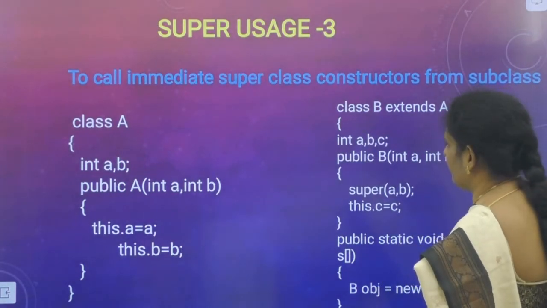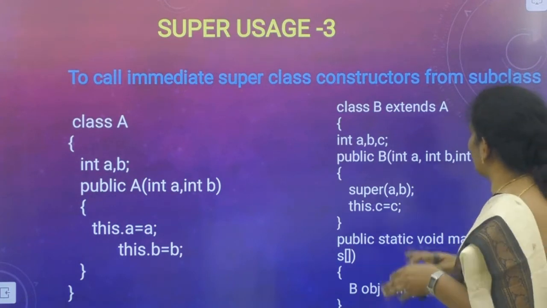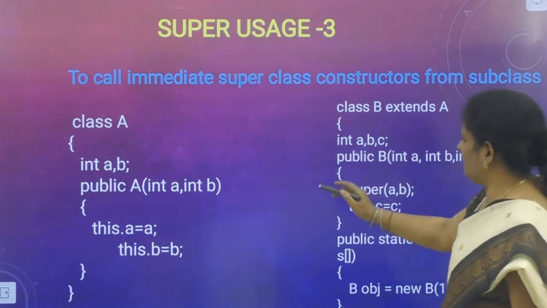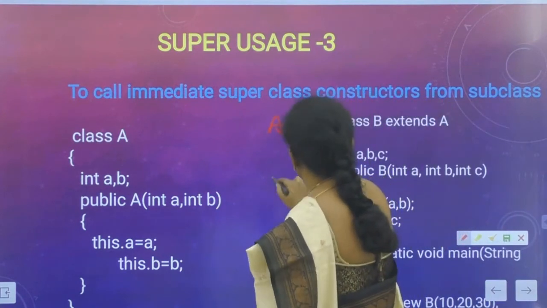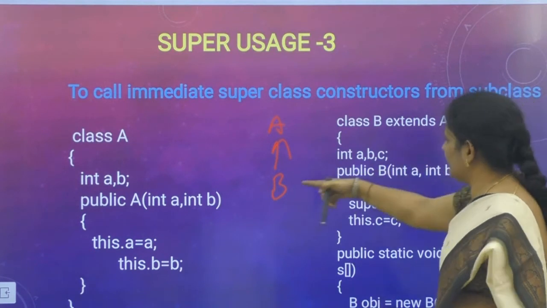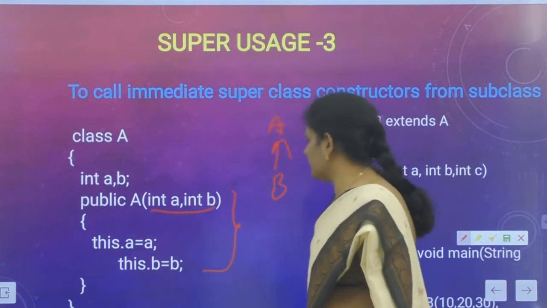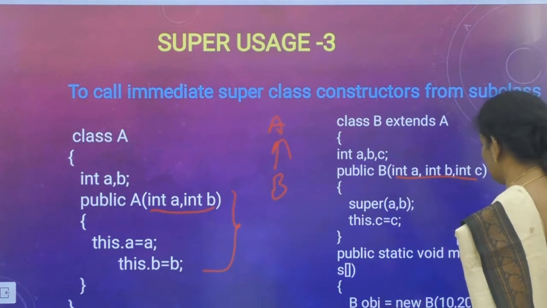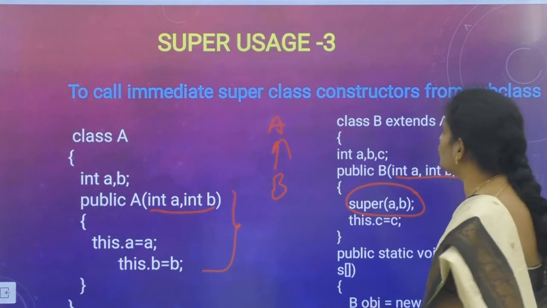Again, see here. Here I have used super. Implicitly, I didn't ask the JVM to put it; explicitly, I am supplying the super keyword. Here is the same example: class A, and class B is extending class A, single inheritance again. In class A, I have taken a two-parameterized constructor, and here in class B I have taken a three-parameterized constructor. Inside the constructor I'm trying to invoke the superclass constructor.